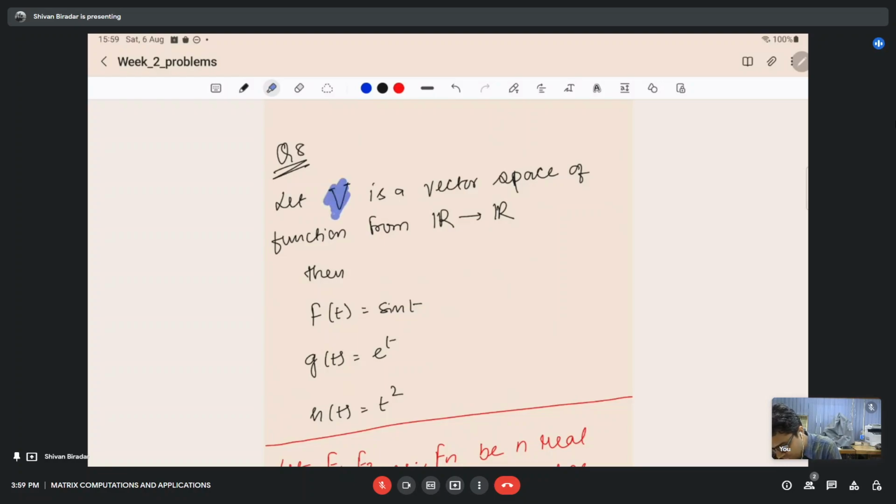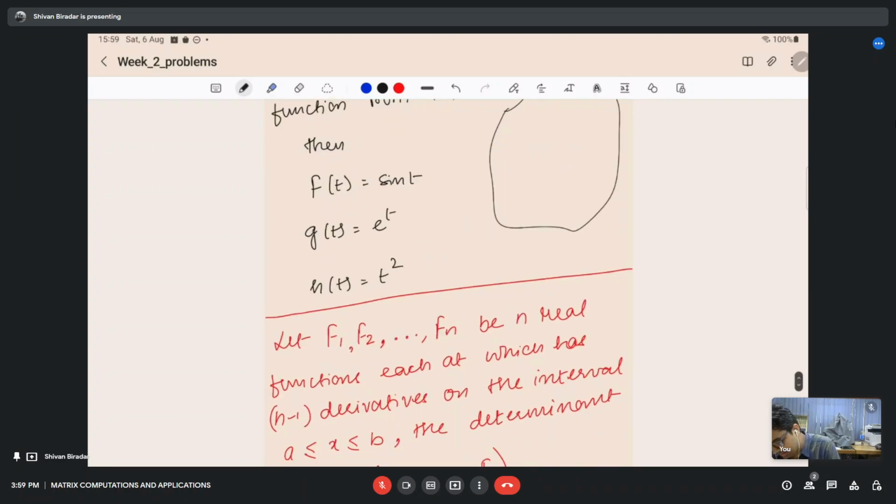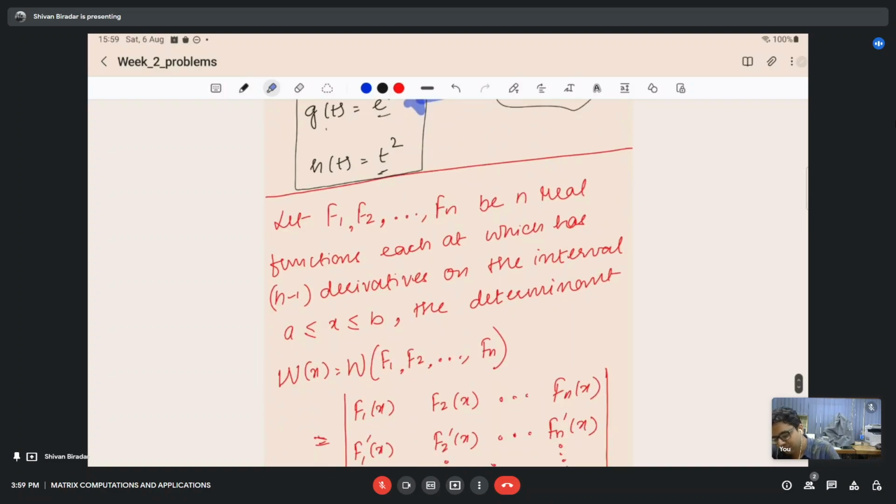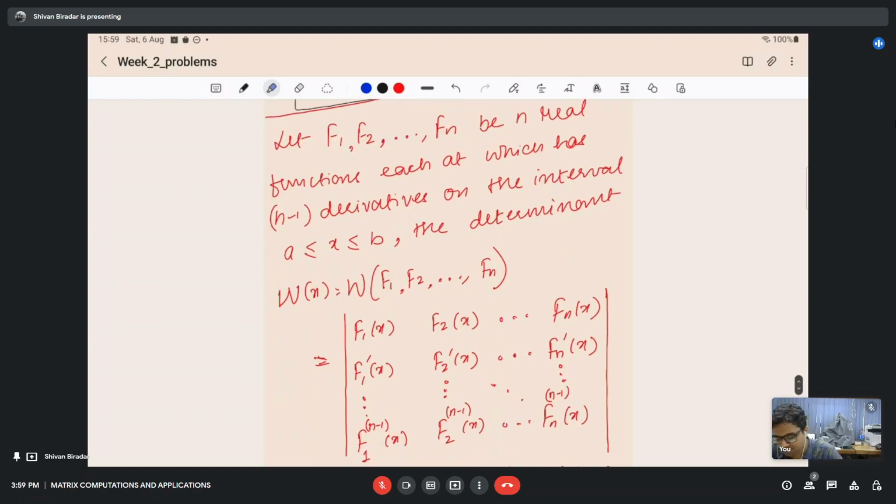Question number 8 says that we have a vector space V. This vector space V contains the set of all functions from R to R, and let us take three functions: f of t equal to sine t, g of t equal to e to the t, and h of t equal to t square. The question here is whether these functions are independent or not. So let us take an intelligent route now and define how it can be checked directly.